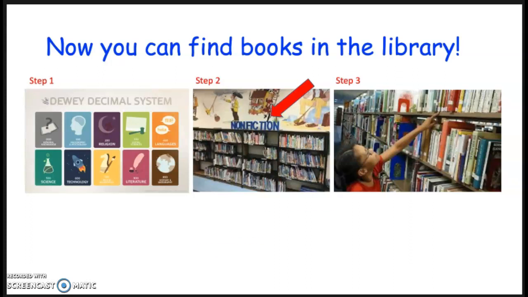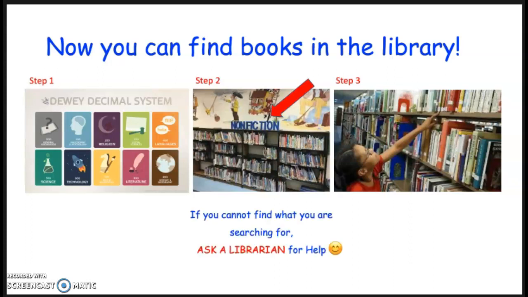And remember, if you cannot find what you're looking for, ask a librarian. We are here to help you.